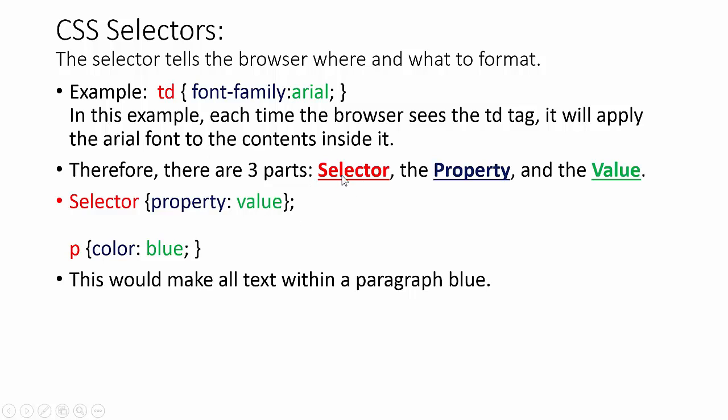So the selector tells the program that you want to do something to content associated with this tag. The property is basically what you want. You want to do something to the font, to the color, to the background. And then finally, the value is what exactly do you want to do to it. So, okay, selector, property, value. So here, this is a paragraph tag. The property is we want to change the color inside that paragraph, and we want it to be blue. So that is, again, the structure of how CSS works.